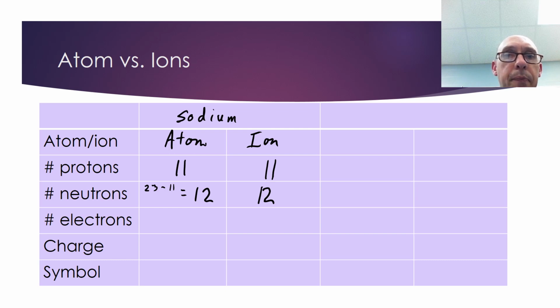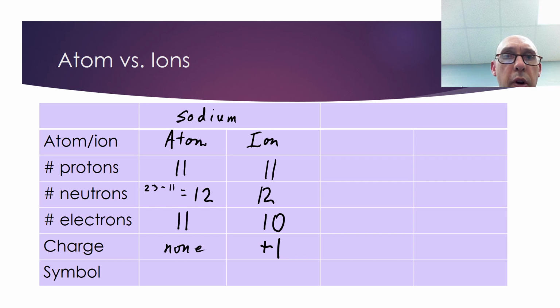In a neutral atom, the number of protons and the number of electrons are the same. And so in a neutral atom, this will also be 11. However, in a sodium ion, what we find is that it had 1 valence electron, and as a result it loses the 1 valence electron. It goes down to 10. Because it had 11, the 1 valence electron is lost, so we go down to 10. As a result, the atom has no charge, none. The ion has a charge of positive 1 because it lost 1 electron.